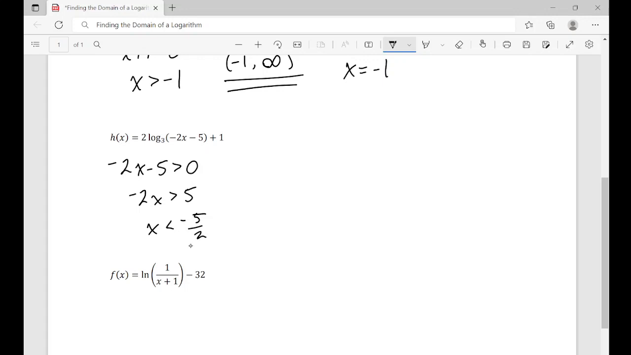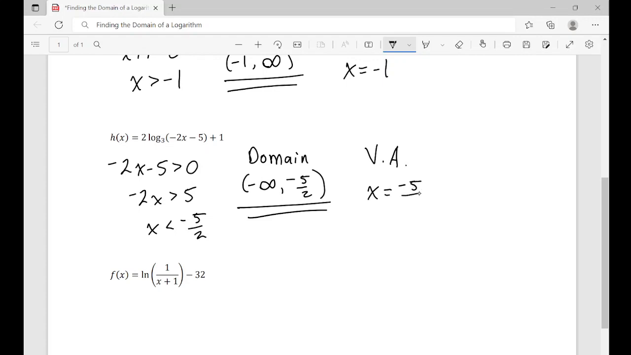So this is my domain, and I'm going to write it out as negative infinity to negative 5 halves. So there's my domain, and the vertical asymptote is again just going to be x equals negative 5 halves, just our inequality set as an equal to.